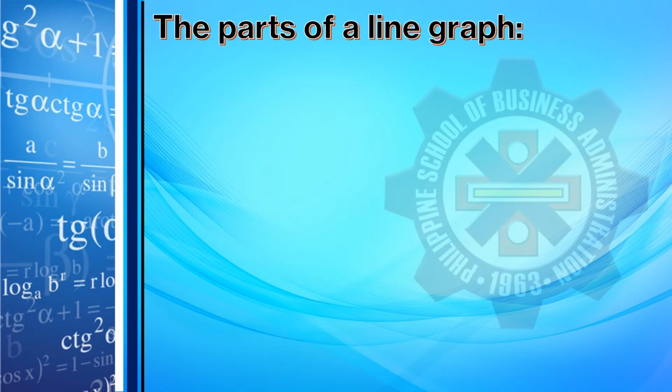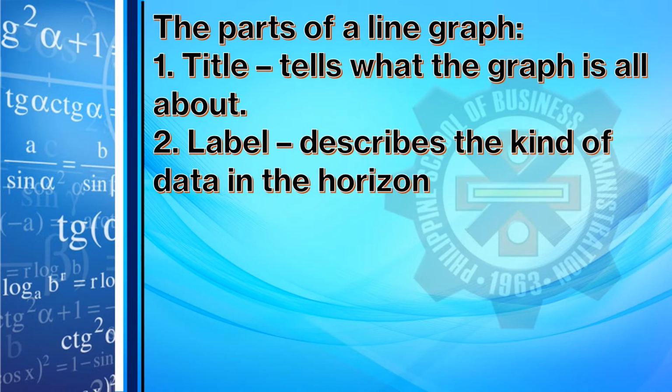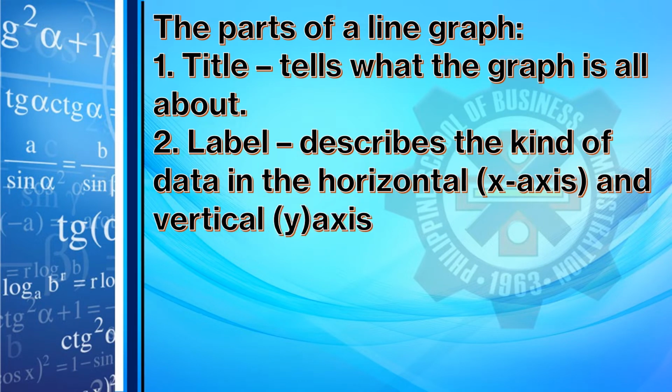So here are the parts of a line graph. The first one is the title. The title tells what the graph is all about. The label describes the kind of data in the horizontal x-axis and the vertical y-axis. So sa line graph natin or sa other graph, meron tayong label. So sa line graph, we have the x-axis and then in the vertical axis, we have the y-axis.